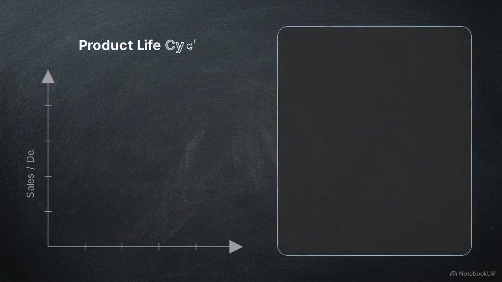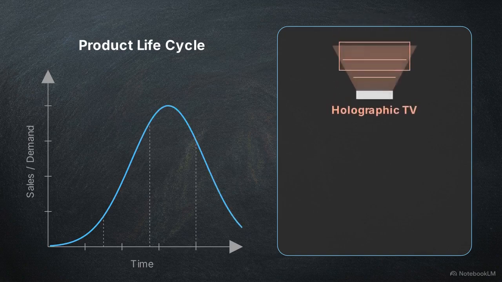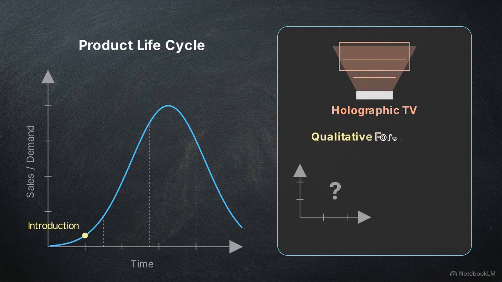This graph shows the standard product life cycle. If a company is launching a highly novel technology, like a holographic television, they are operating at the very beginning of the curve, known as the introduction phase. Because the product is a new invention, zero historical sales data exists. Analysts must rely on qualitative forecasting methods. They use tools like the Delphi method, an iterative surveying technique where a panel of experts pool their knowledge to estimate future demand based on experience.